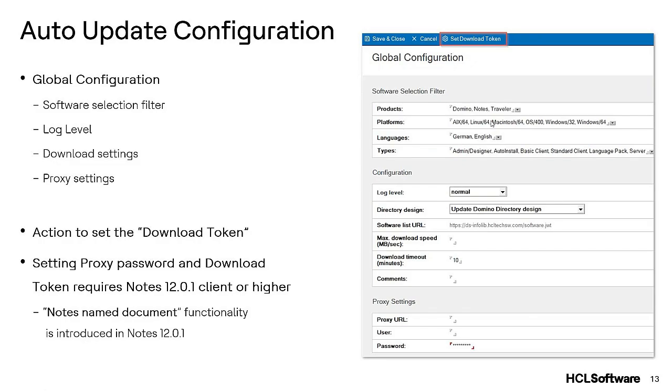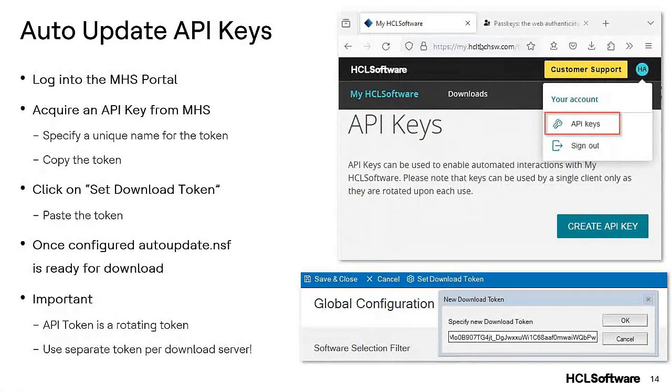The next part that is important here is to get the downloads working with the MyHCL software server. You will need a token, a download token. You need a kind of authentication. To get that started and configured, there's a button on top here, set download token. You get that token from the MyHCL software portal.